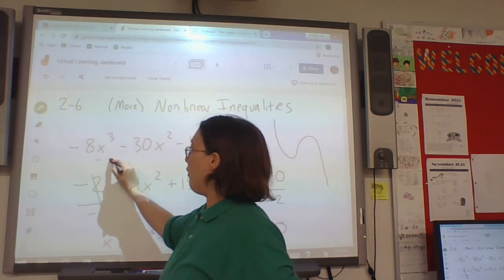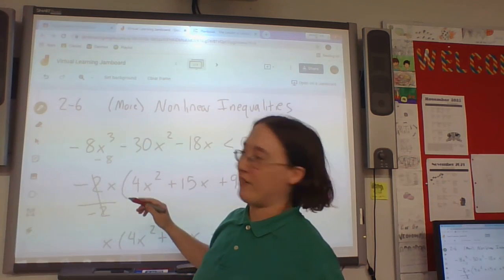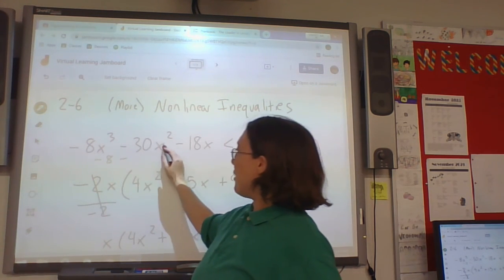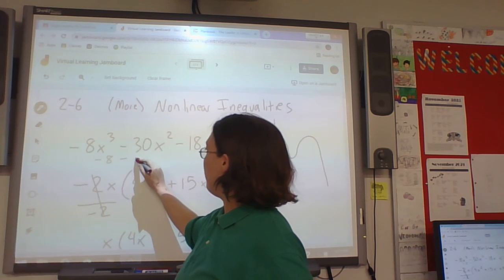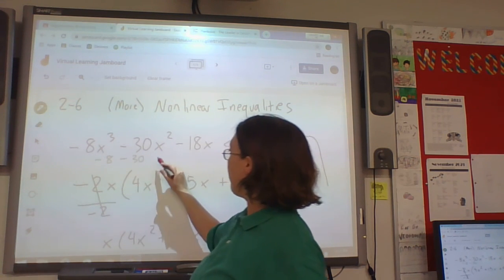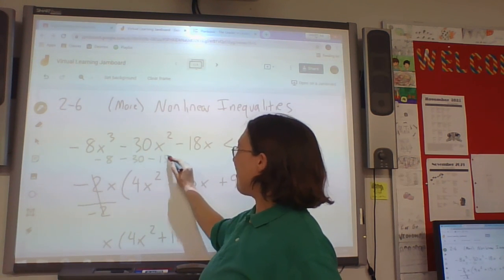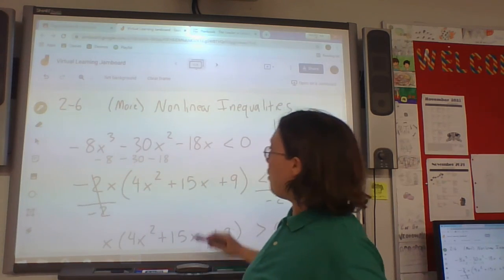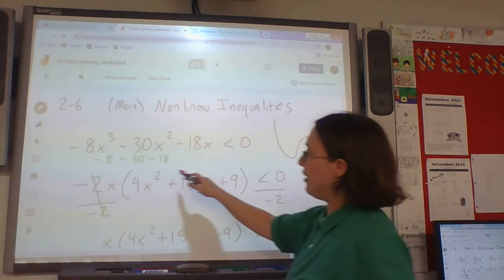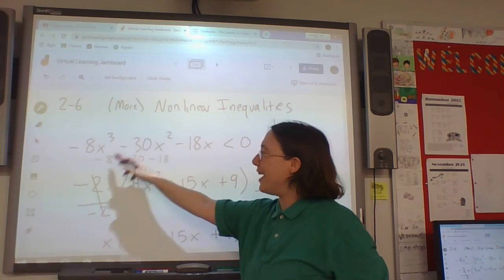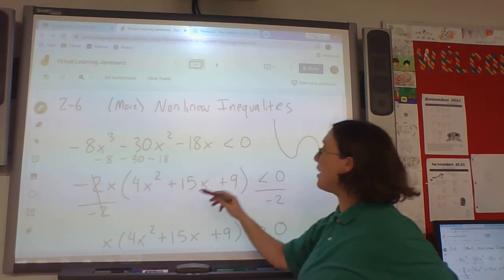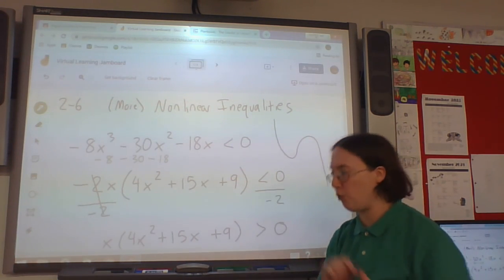1 cubed is 1, so this is negative 8, which is why I picked 1. 1 is nice. And then minus 30, 1 times 1 squared is 1, times 30 is negative 30, and then minus this 18. So that's why 1's kind of nice. And you don't actually have to go through and do all this, because we know that if we have a negative, subtract some more, this is going to be a negative, which is what we're interested in.